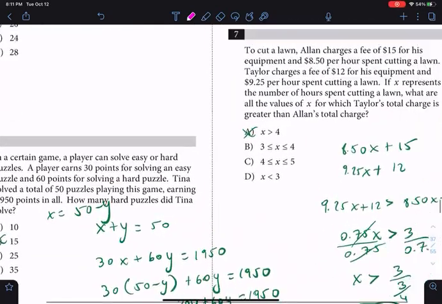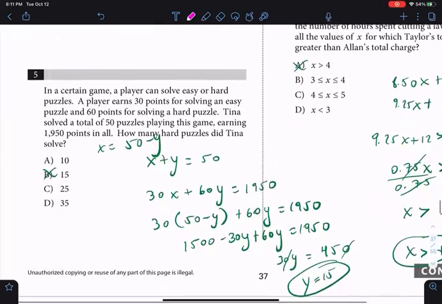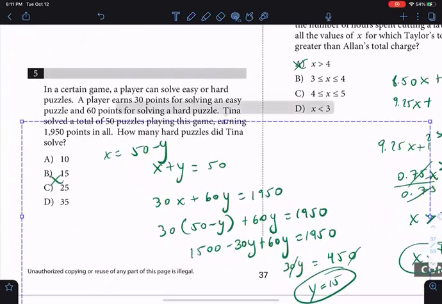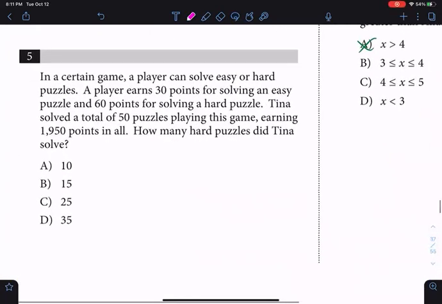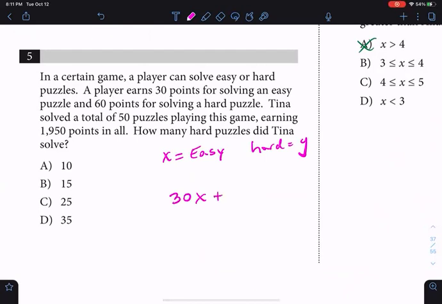7, or what is the number? 6 I did. Oh, I should do 5. Anyway, no problem. So here, in a certain game, a player can solve easy or hard puzzles. So there's an easy, X, and hard is Y. So a player earns 30 points for solving an easy puzzle and 60 points for solving a hard one. So 30 points X plus 60 points Y.